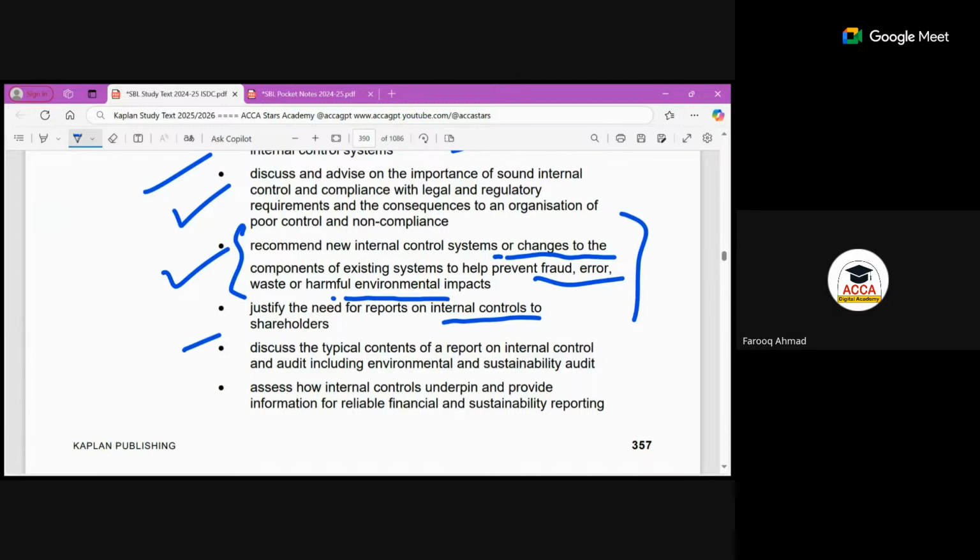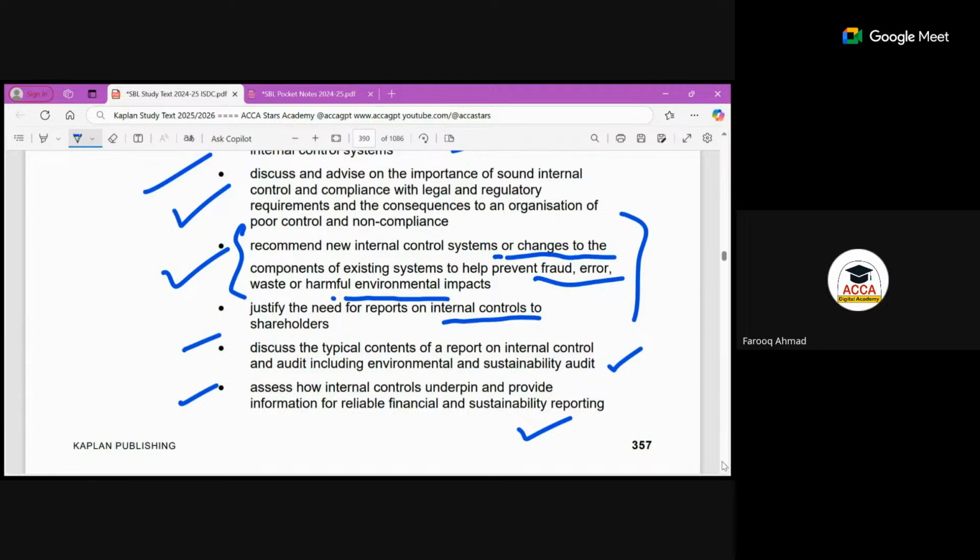One is the external control, where external audit is from an outside party. Internal control is from within the organization, where there is a complete implementation, complete procedures, authorities, and all these things are taken into consideration. Discuss the typical content of the report on internal control. We will discuss this in detail and assess how internal control underpins and provides information for reliable financial and sustainability reports.